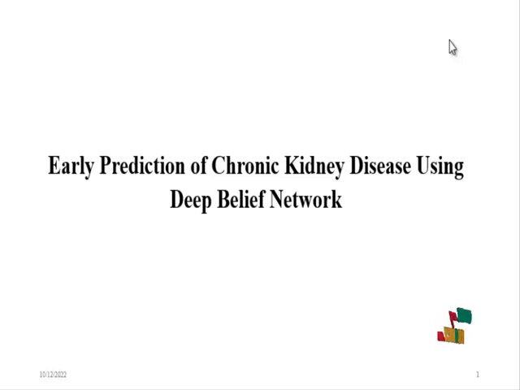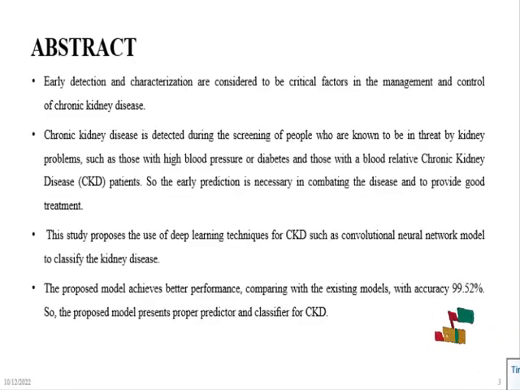The title is Yearly Prediction of Chronic Kidney Disease using Deep Belief Network. This project is based on kidney disease. Let's see the abstract. Early detection and characterization are considered to be a critical factor in the management and control of chronic kidney disease. Early detection of any disease is a very critical factor in management. Here the same problem also applies to kidney disease.